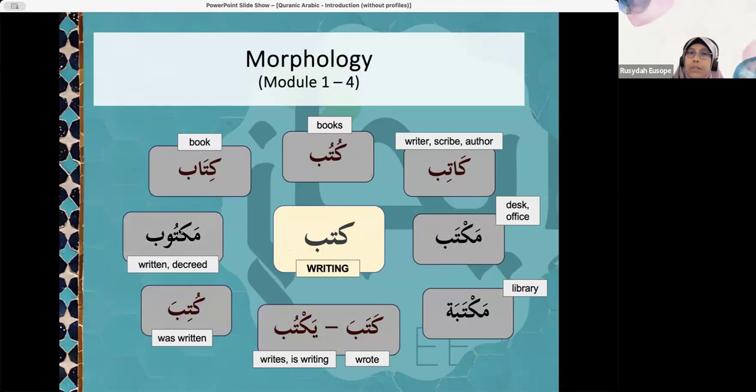And then maktub. Maktub means written. This is what we call the object noun, or passive participle. And then it means written or decreed, in other words. Okay, so basically these topics will be covered in the first few modules lah.